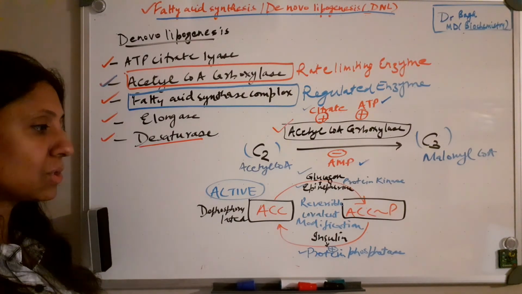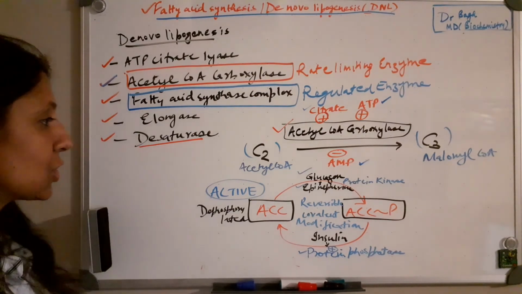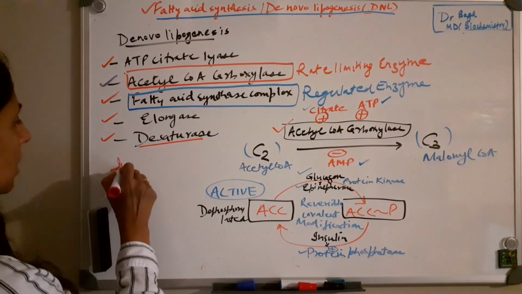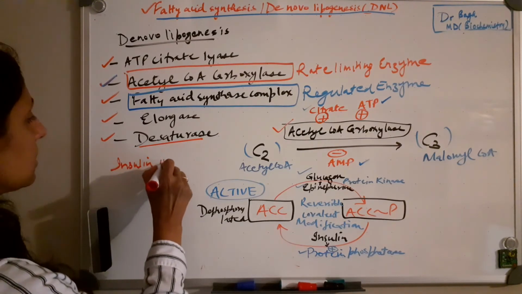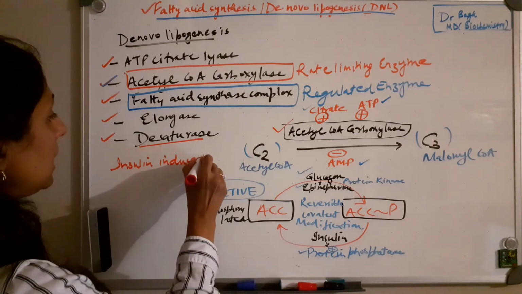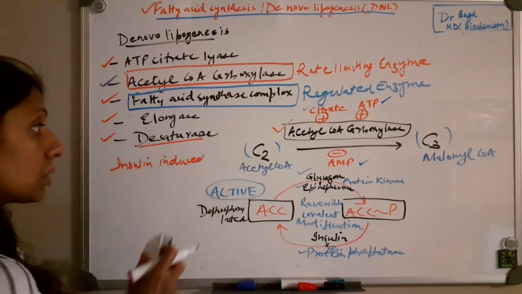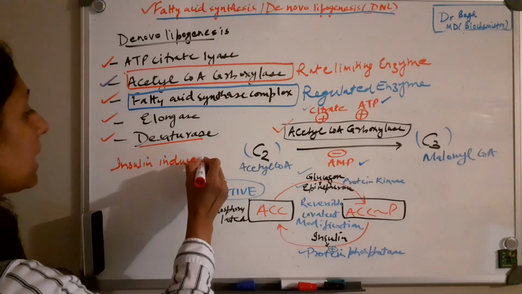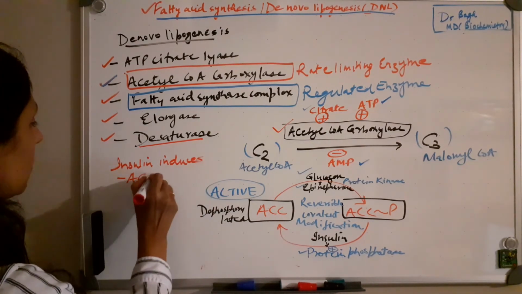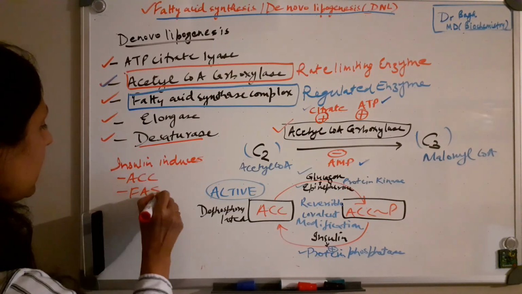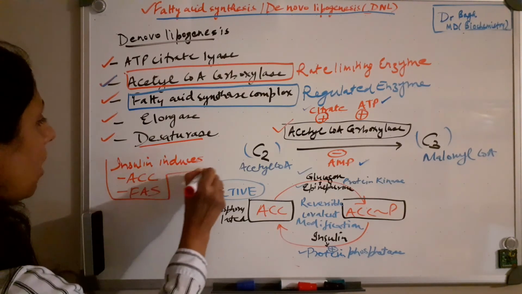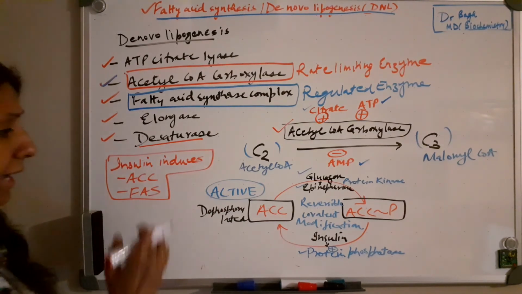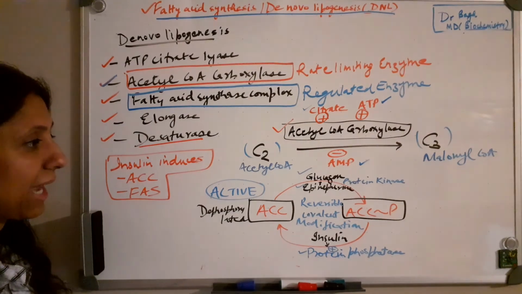Now, naturally, insulin favors this pathway. So what will insulin do? Insulin induces. Insulin will always induce. So insulin induces not only acetyl CoA carboxylase but also fatty acid synthase complex. It induces acetyl CoA carboxylase as well as fatty acid synthase complex and turns on this pathway. So this is all the role of insulin in activating this pathway.